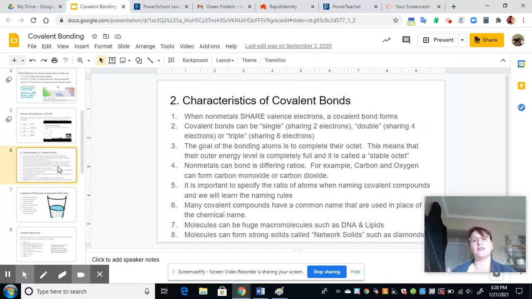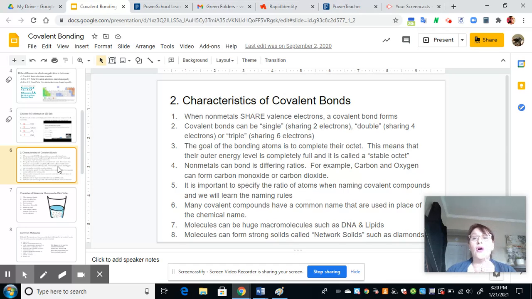Okay, let's talk about these covalently bonded compounds that we form. We know that they're made of nonmetals. We know that they share their valence electrons, but you may not know that they can actually share different numbers of valence electrons. So sometimes the atoms that are forming the bond will share 2 electrons, and that's called a single bond. Sometimes they'll share 4 electrons. That's called a double bond. And sometimes they'll share 6 electrons, and that's called a triple bond. And the more bonds they have, the stronger the bond becomes.